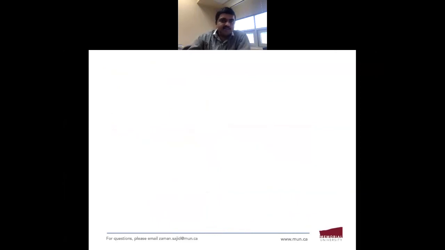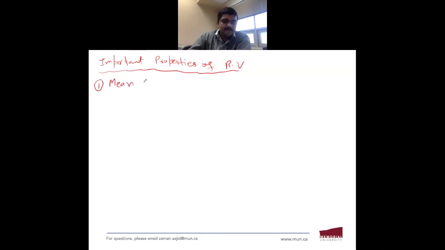Now there are some important properties of a random variable that we need to discuss. The first is the mean value. It is denoted by mu, or this is also called the expected value, or denoted by E of x.